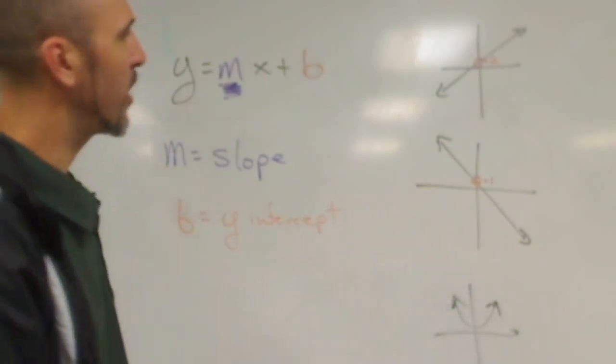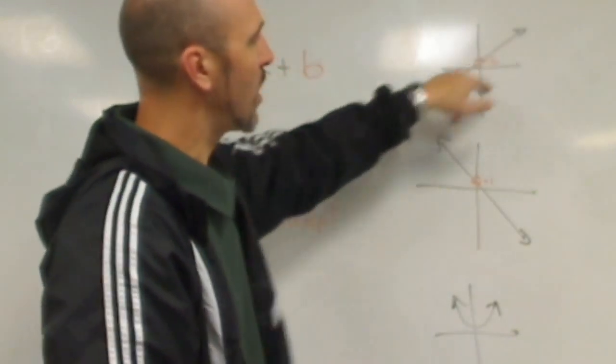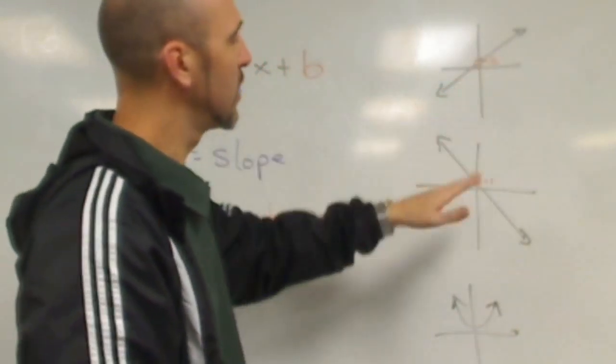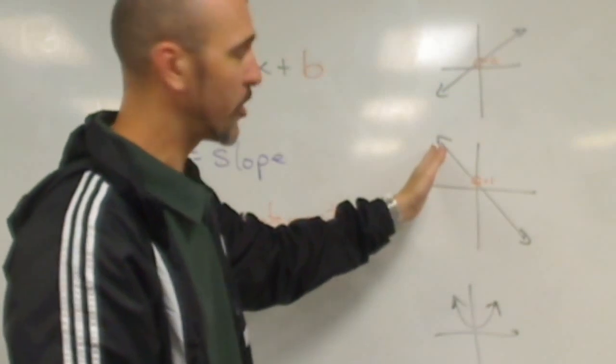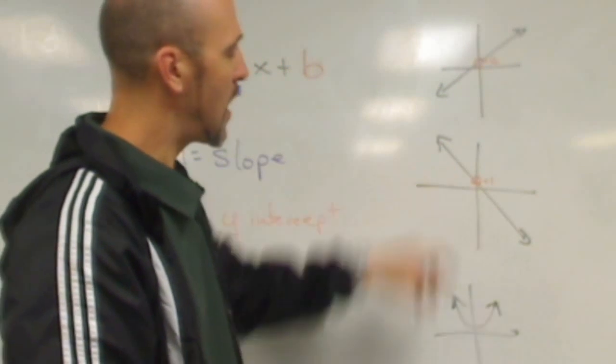And to give you something to compare, this is a linear equation. It's a straight line. It's going up, so it'll have a positive slope, which we'll talk about in a second. This is a straight line, so it's a linear equation. It's going down, so we'll have a negative slope. Again, we'll talk about that in a second.